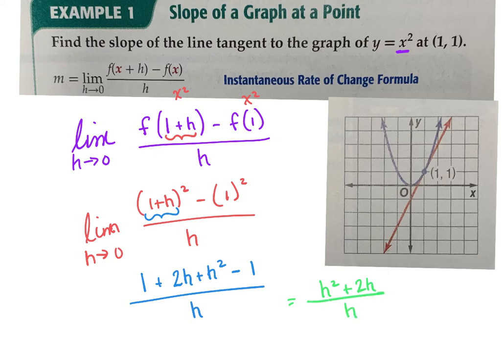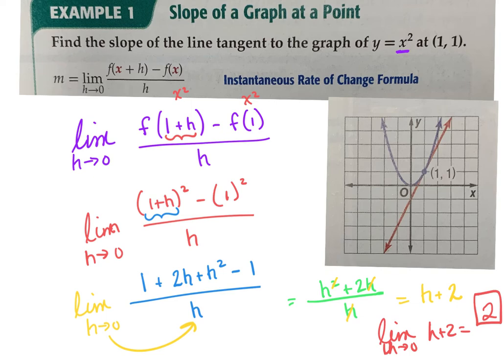Can I simplify it anymore? I can take an h out of everything, right? So I take an h out here, h out here, h out here. I get h plus 2, all right? Now, where I had a problem with my limit here, I can't just plug it in, can I? No, why? I'd have a 0 in the denominator. But when I simplified it, I no longer have a problem. What is my limit? 2.